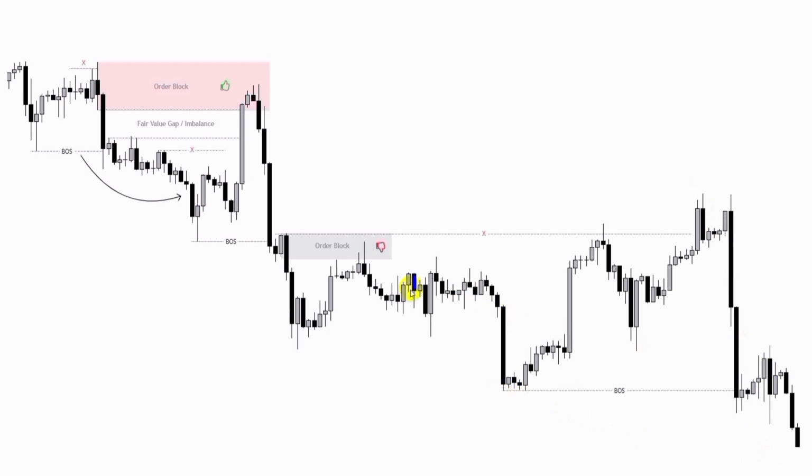So this is how you identify the order block. You want to see an order block that takes out liquidity, breaks structure, and leaves a fair value gap. This actually took out this liquidity, took out this low, left a fair value gap. Price returned, reacted, respected, and fell.